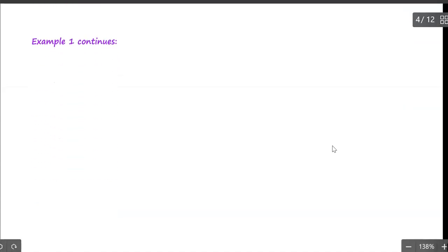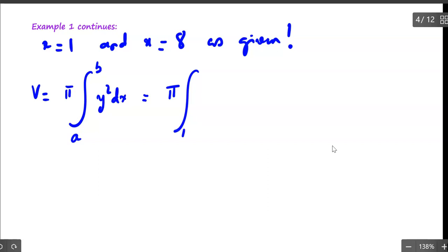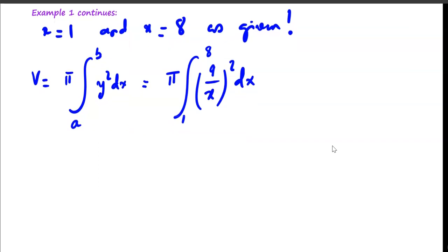So let's continue and calculate our solid. Let me write everything again. x equal to 1 and x equal to 8 as given, right? Okay, so V equals pi integral from a to b of y squared dx. This is the formula that we have to use. That means I multiply this with pi, integral from 1 to 8, of 9 over x all of it squared dx. So now you know that this is the application that we have to deal with, right?